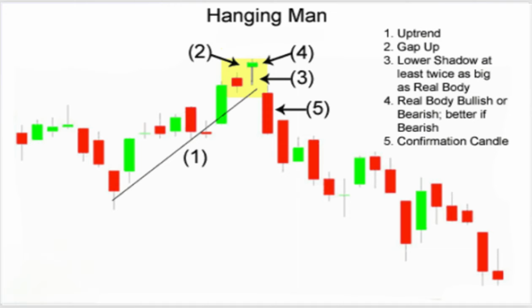So the constituents, if you see, let's start with one, two, three: the market is in an uptrend, there isn't a gap up, and the lower shadow is at least twice as big as the real body. If you see here, this lower shadow is double or triple the size of the whole real body. It could be bullish or bearish, it doesn't matter. Then the confirmation candle: the next candle is technically lower than this. If the candle is higher than this, then it's a different story altogether. So you have to be careful while you are picking up.